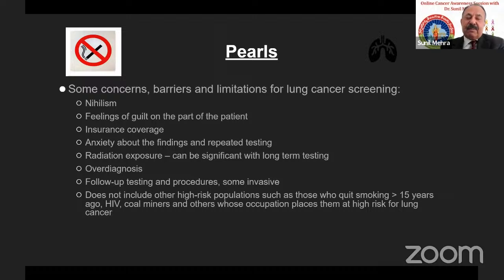So these are some concerns. The person is worried. He feels guilt: why should I be doing it? Sometimes insurance gives a hard time about doing an annual CAT scan. A person feels anxious. So these are a few of the reasons why it's only 15% screening. Next slide.